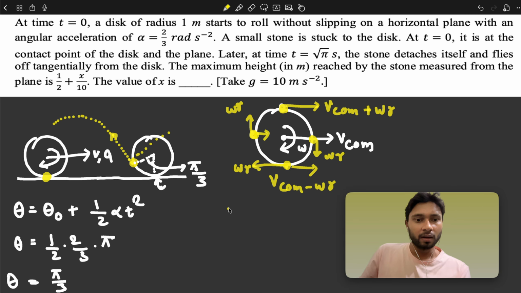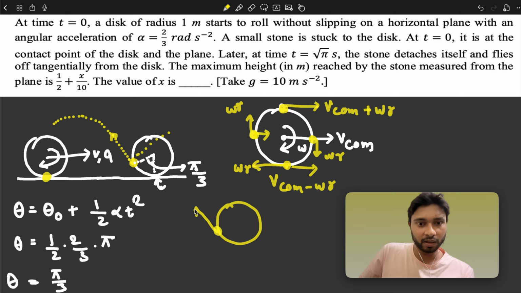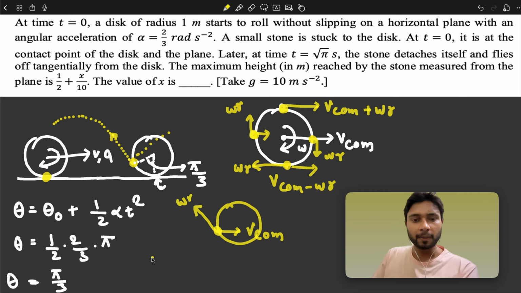Okay, so let's come back to our question. At this point, where the stone is somewhere here, I can draw the diagram again. Omega r will be in this direction, plus the velocity of the center of mass will be in this direction. Okay, so the net velocity will be this for the stone, and with this velocity the stone will fly off.